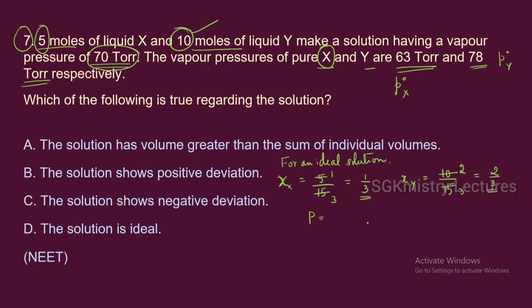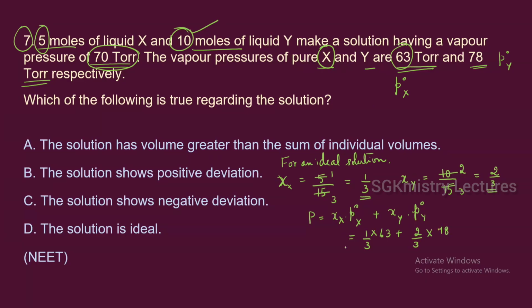Now we know that the total pressure P is equal to the mole fraction of X into the vapor pressure of the pure component, P naught X, plus the mole fraction of Y into the vapor pressure of the pure component of Y. I'll substitute the values: 1 by 3 into 63, plus 2 by 3 into 78, right?